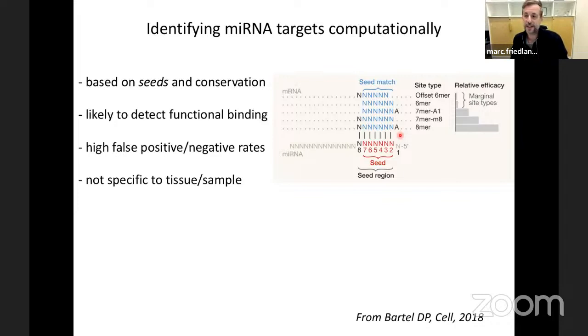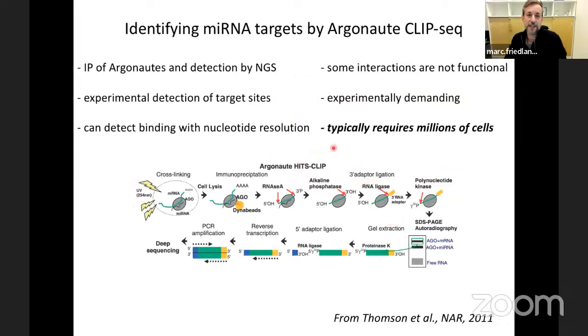On the other hand, since this is essentially a computational analysis on primary DNA sequence, we know that it has some limitations. All of these methods have fairly high false positive and false negative rates, and overall, the accuracy of these methods has not changed very radically since 20 years ago, although they're still very useful. And also, they're not specific to a particular tissue or sample of interest because they just analyze the DNA sequence. So the state of the art on the experimental side is AGO-CLIP.